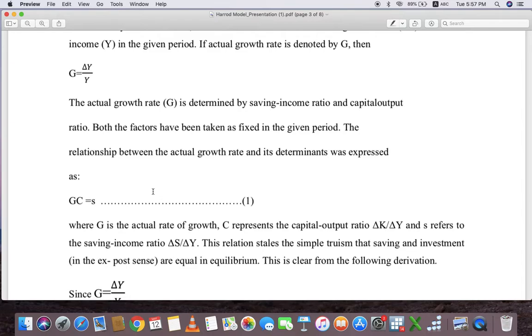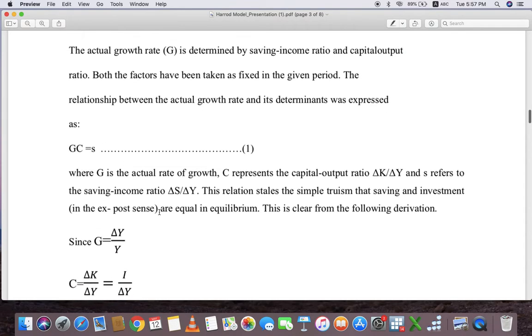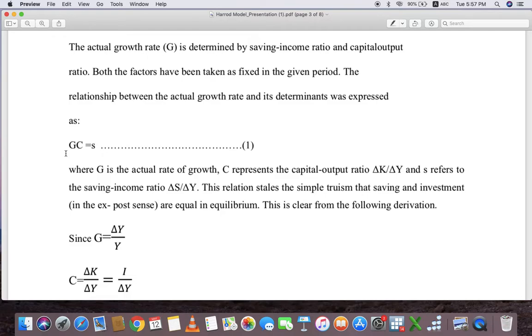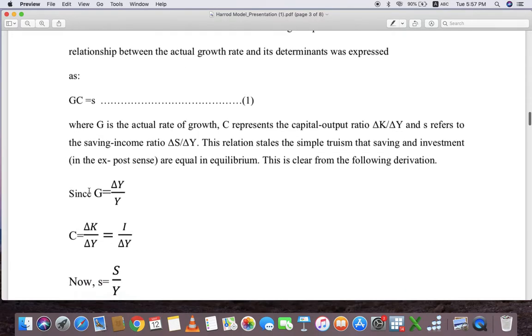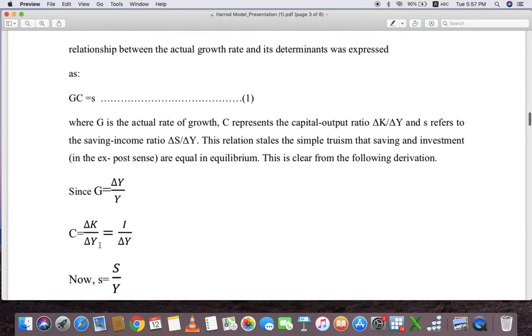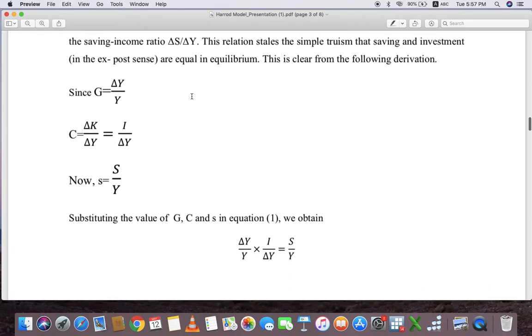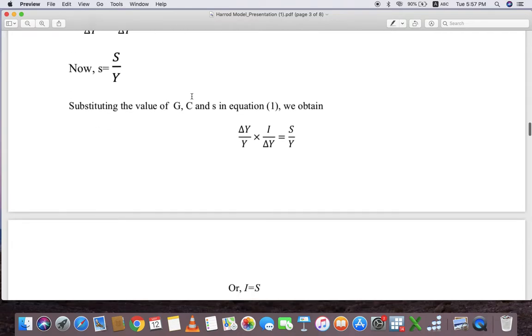So, it is clear from this derivation that from equation 1 we can actually achieve saving investment equality. How? G equal to delta y by y, C equal to delta k by delta y, that is I by delta y. Delta k means change in capital stock, that is investment. So, I by delta y, and small s is s by y. So, delta y by y into I by delta y equal to s by y, that is I by y equal to s by y, that is I equal to s.